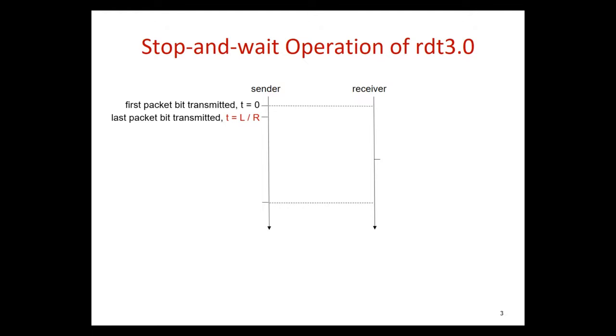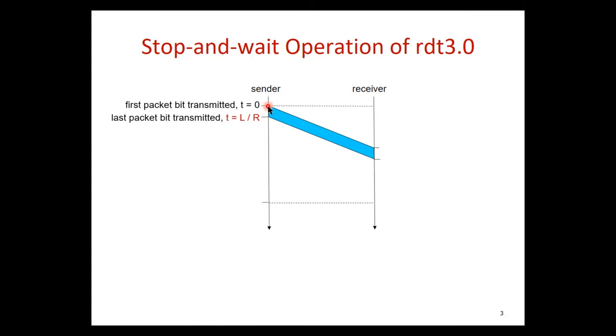Okay, so to analyze the performance of RDT 3.0, we need to remember that it is a stop and wait protocol. And when you do stop and wait, the sender is going to first transmit one packet. This is what we see here, right? This axis is the time axis. So let's assume that at time t0, the sender starts to transmit. So it transmits the first bit of the packet.